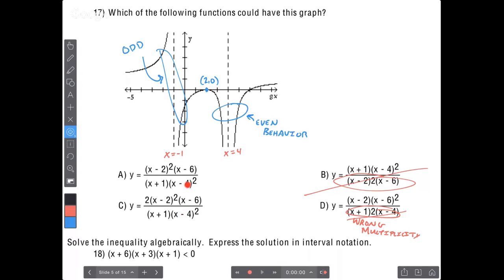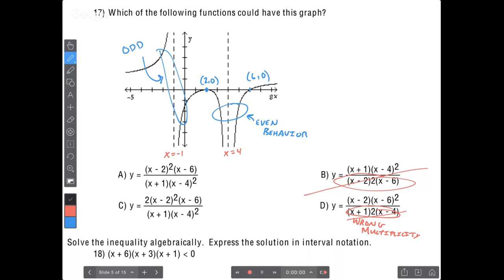These both check out, right? Even, even, odd, odd. Both of these give me a 2 in the numerator. So now I'm looking at the difference between this one and this one. Both of them give me zeros at 6. So these two are very much alike, right? X minus 2 squared, x minus 6, x plus 1, x minus 4. Okay, so the only difference between this one and this one is that here I've got a cubic on top and a cubic on the bottom.